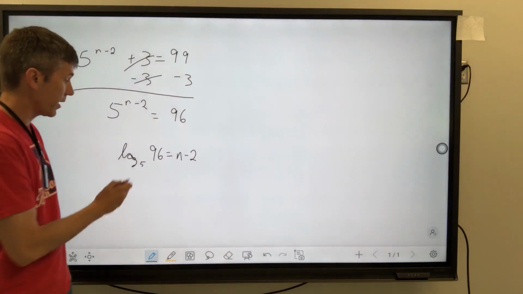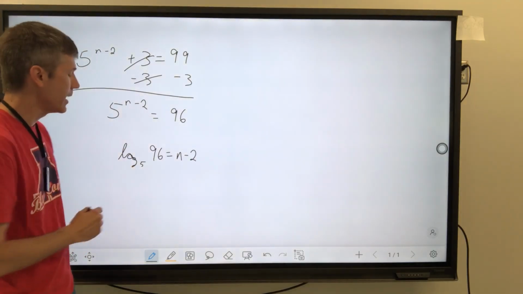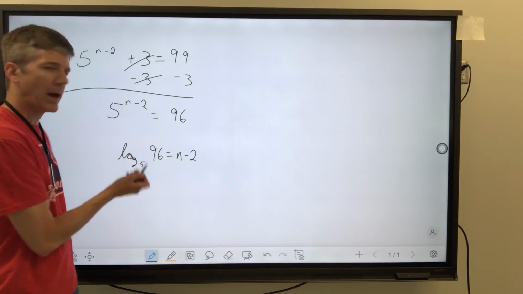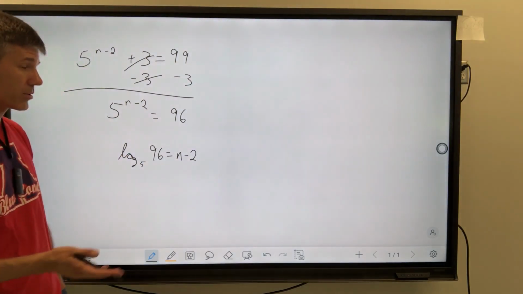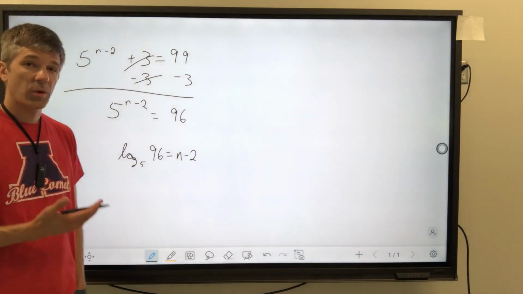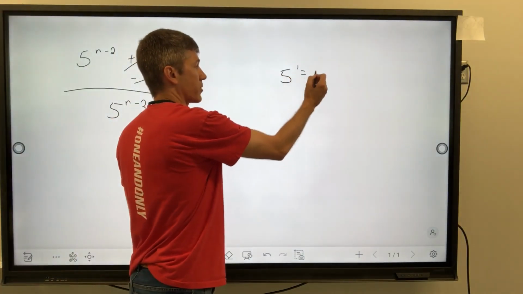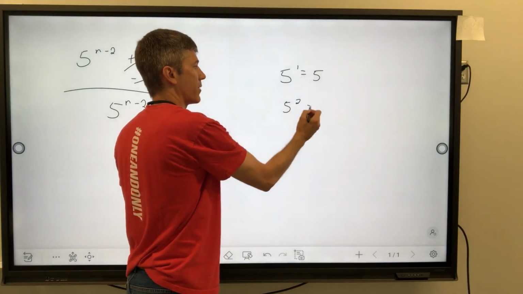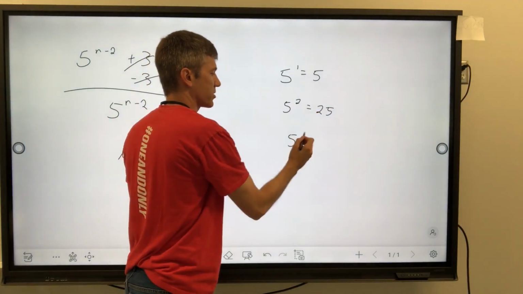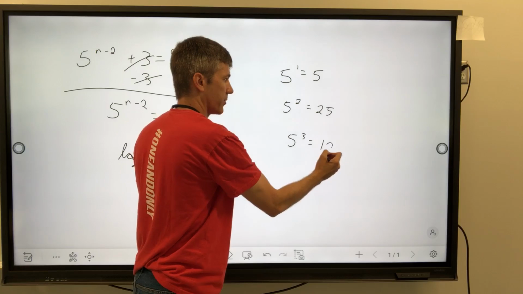And now I need to find out what 5 to what power would give me 96. And if you want to get all crazy with it, I'll go ahead and tell you it's somewhere between 2 and 3. And here's the brief explanation that you don't have to write. 5 to the first is 5. 5 to the 2 is 25. This is just a good way to kind of guesstimate. Very rough estimate.